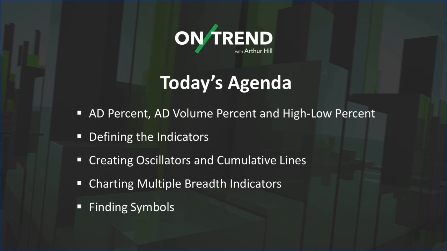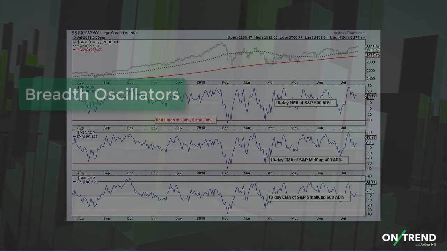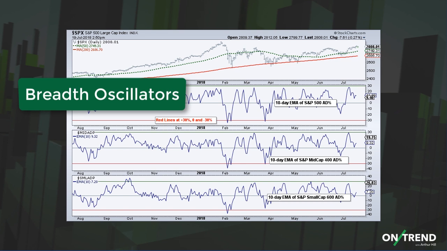Today we've got a special edition of On Trend. We're going to go over the breadth indicators in detail. We're going to define the base breadth indicators: AD percent, AD volume percent, and high-low percent. Then we're going to show you how to create oscillators and AD lines.